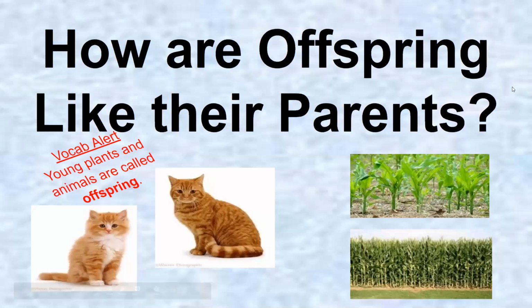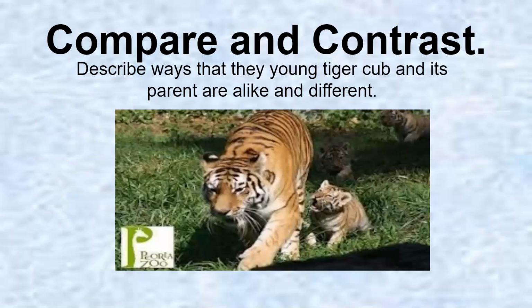Welcome back. Today we're going to continue our discussion about how offspring are like their parents. And remember that offspring just means young plants or animals. So let's look at this picture. Let's compare and contrast the way that the young tiger cub and its parent are alike and different. So what are some similarities that you see? How are they alike? What are some differences that you see? How are they different?